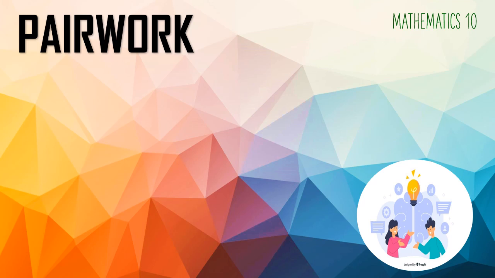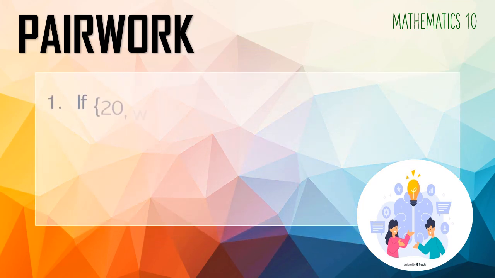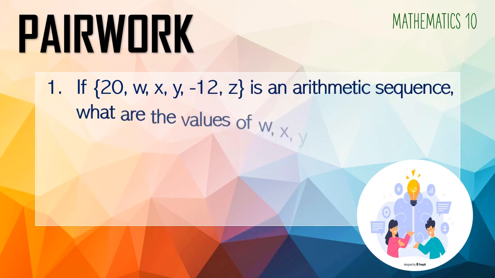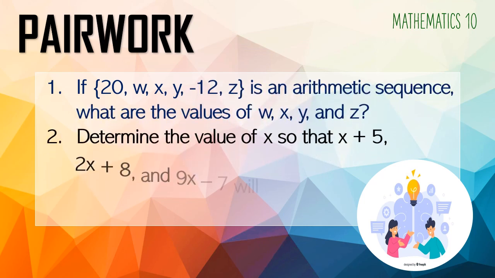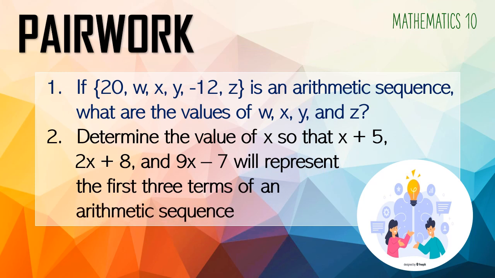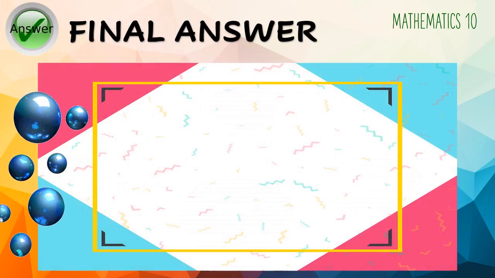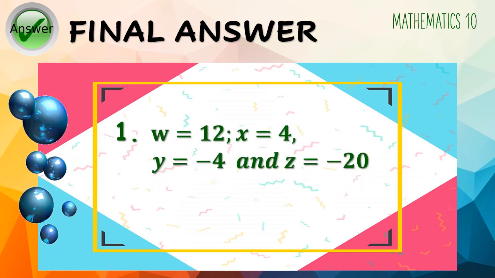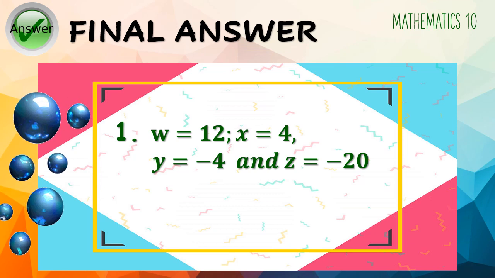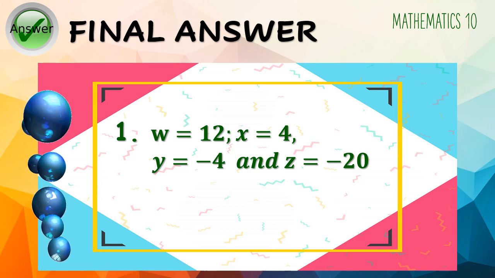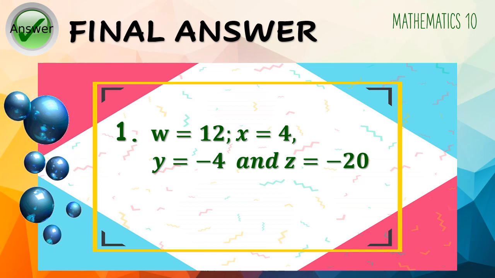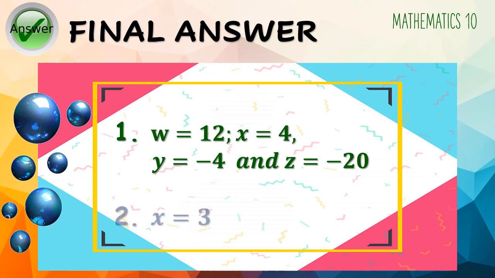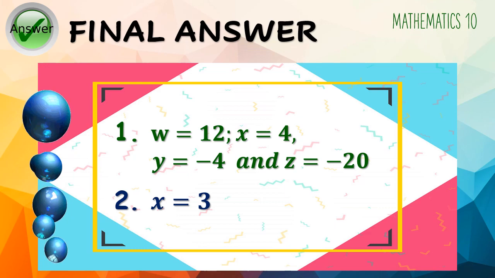Okay, so another problem, you may practice this additional problem here, and so you may pause the video for a while, and if you're ready to check your answer, you may resume watching the video again. Okay, so the final answer for these two problems, we have for number 1, w is equal to 12, x is equal to 4, y is equal to negative 4, and z is equal to negative 20. And for number 2, our variable x is equal to 3.